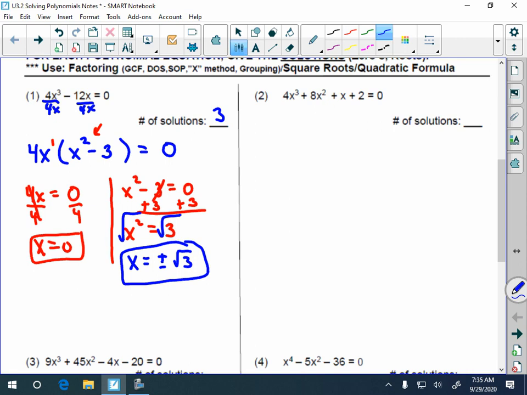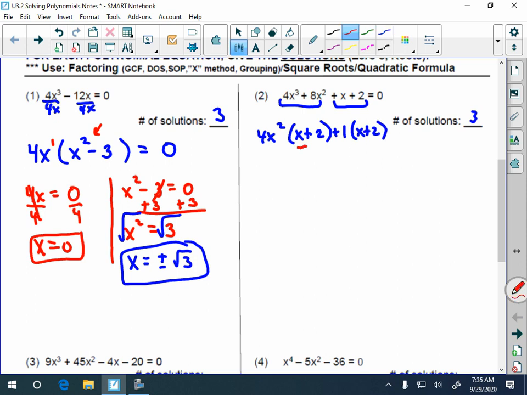Alright, number 2. This has degree 3, so this is 3 solutions also. So this has 4 terms. So 4 terms, remember, we're going to use grouping. Alright, so I'm going to group the first 2 and last 2. Pull out a GCF. So this is 4x squared. I'm left with x plus 2. Now I have to pull something out of the last 2, and the GCF is going to be 1. So I'm going to pull the 1 out. And so I'm left with x plus 2.